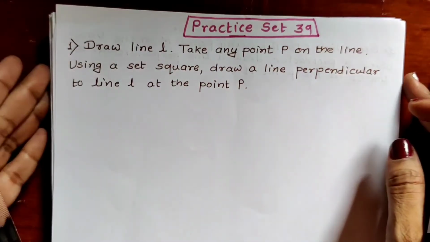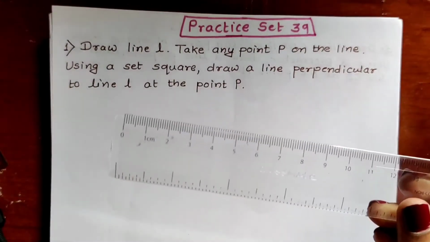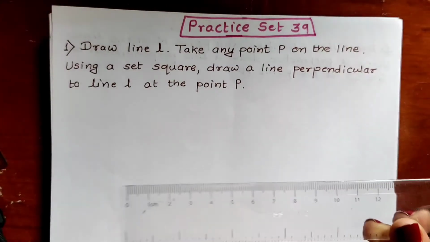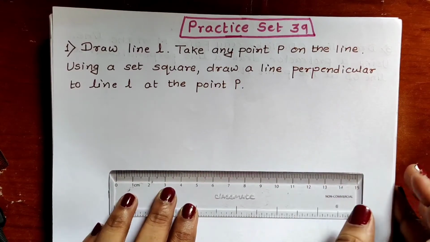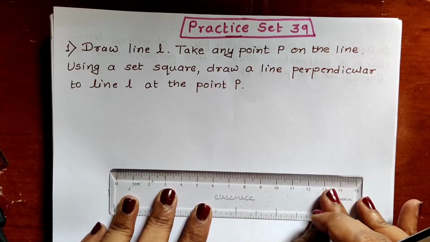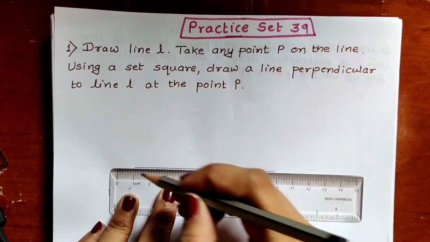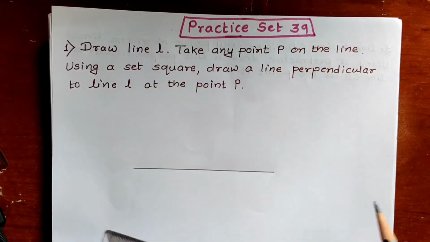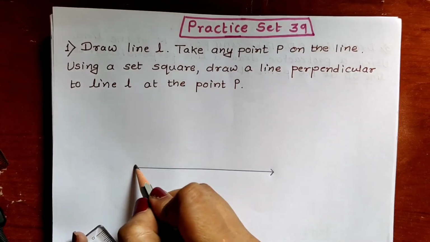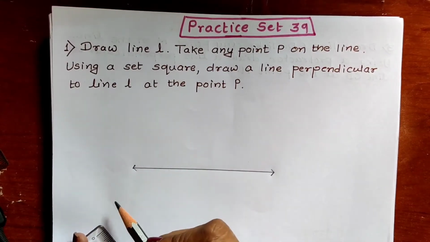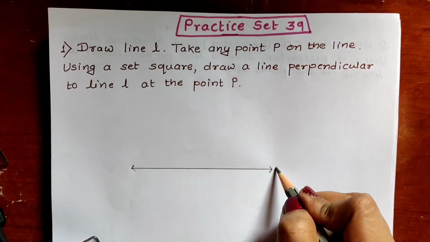Draw line L. First we have to draw line L. So draw any line L with the help of your ruler or scale from the compass box. Okay, I am drawing a line L. A line doesn't have any measurement, you all know, because it has arrowheads on both sides. That means it can be extended on the left hand side and on the right hand side also. So this is our line L.